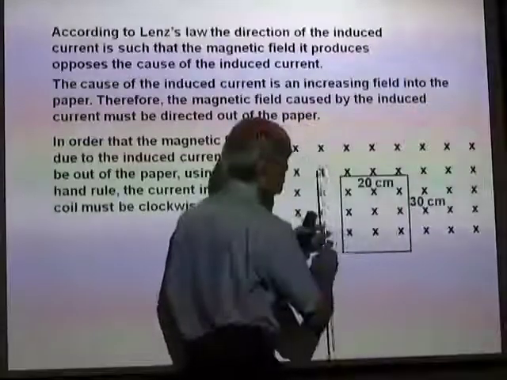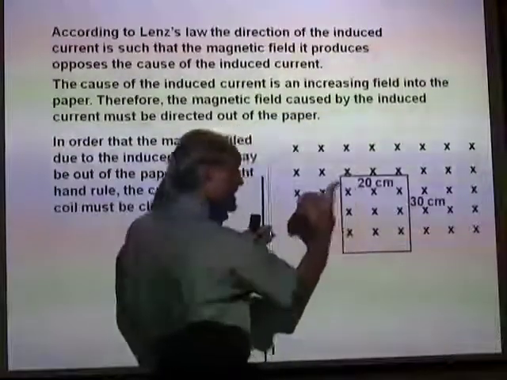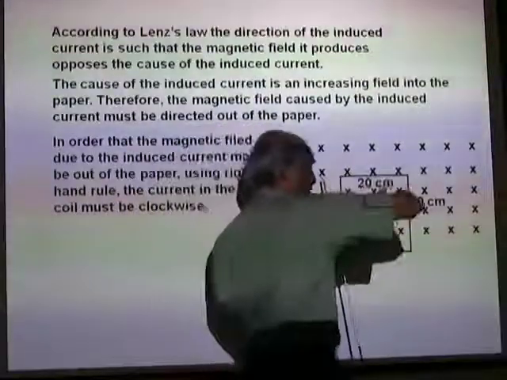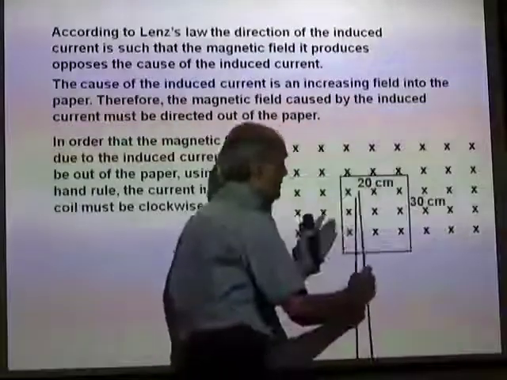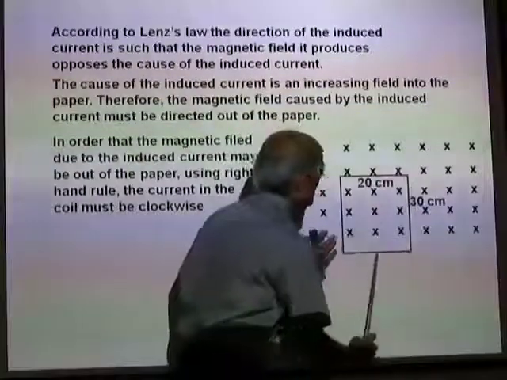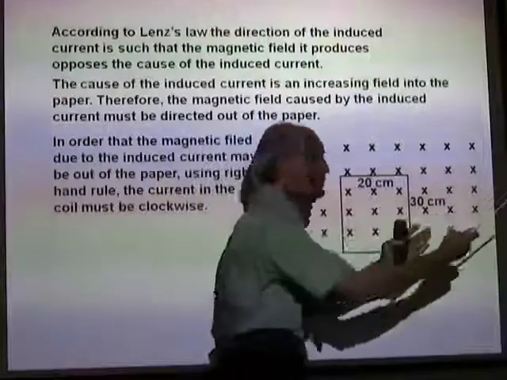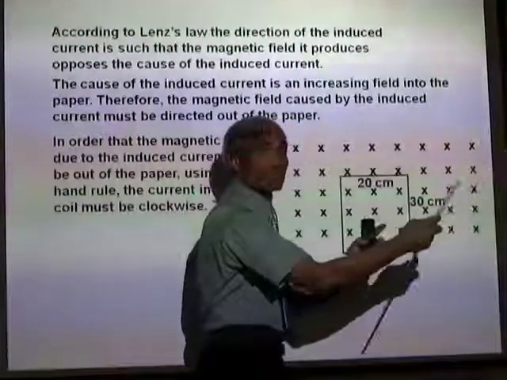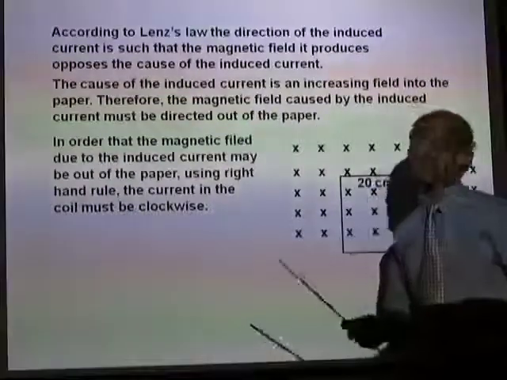In the clockwise direction, going up here so that the field is out this way, and going down so that the magnetic field due to the induced current will be coming out on the left and on the right, so that it opposes the cause of the induction.